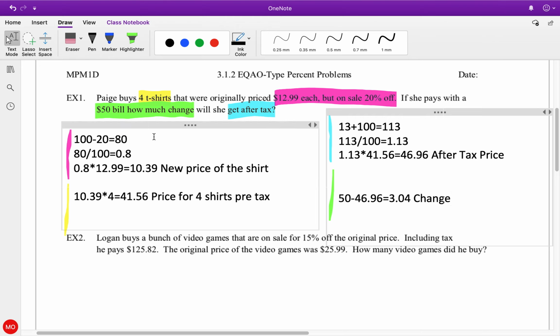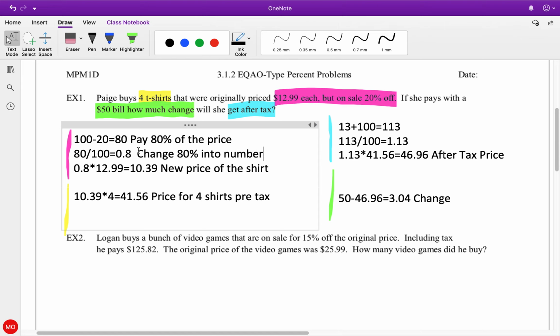So to go through it a little bit slower, 20% off, so we're going to only pay 80%. Okay? 80% of the price. Then we change that 80% into a number. Then we times that number, and away we go. Then we need 4 shirts, so we multiply it by 4 to get this price.